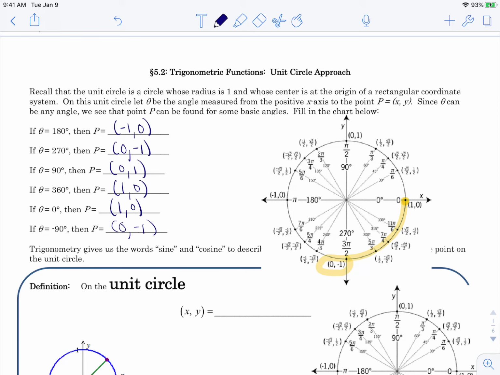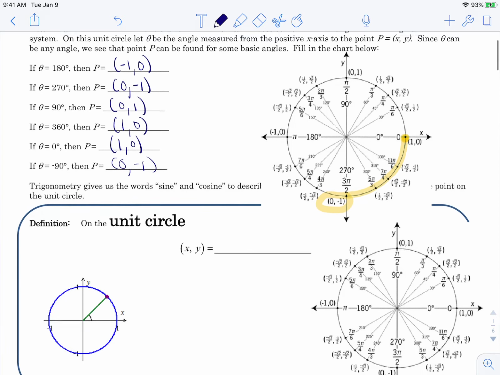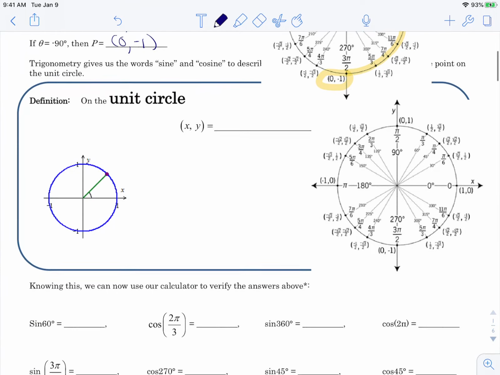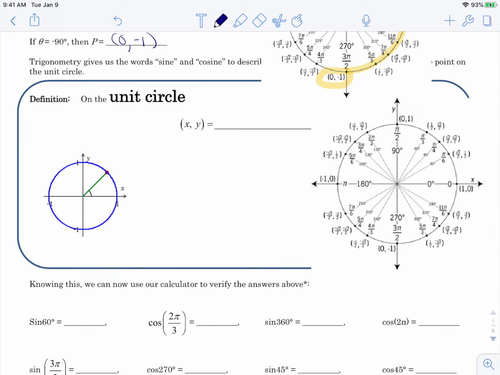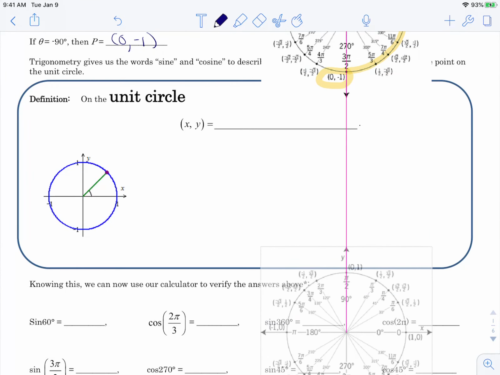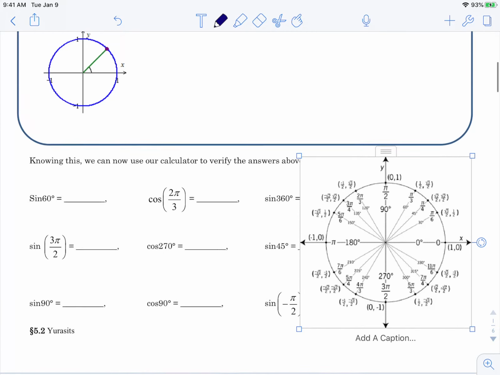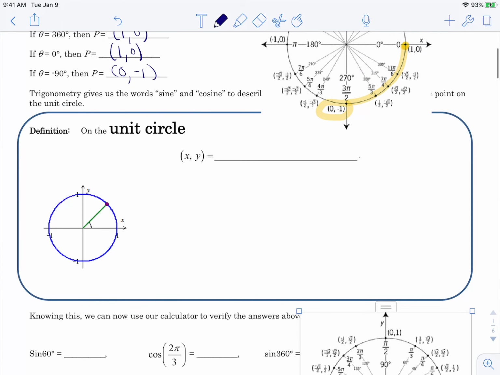Okay, so now let's go ahead. I have this unit circle here so I can use it for later, but I'm going to move it. Just put it there for now. Okay, this is the really, really important stuff. We are on the unit circle, okay? That's the key thing. And what that means is when you're on the unit circle, your radius is 1 unit.